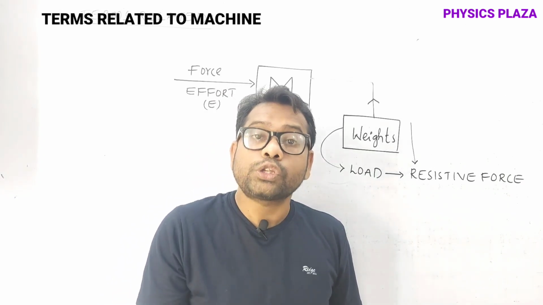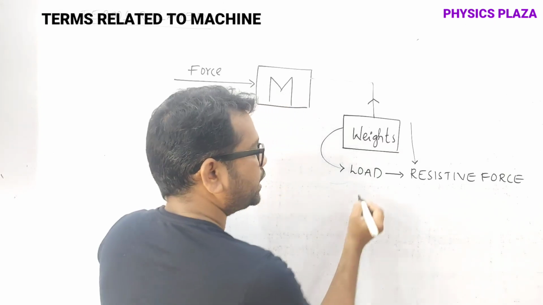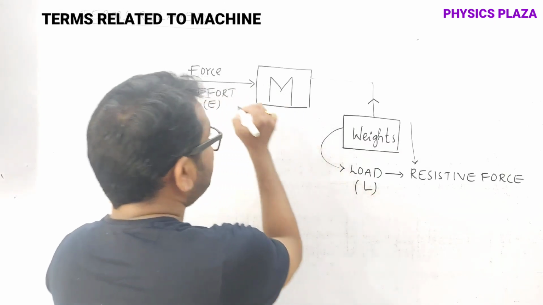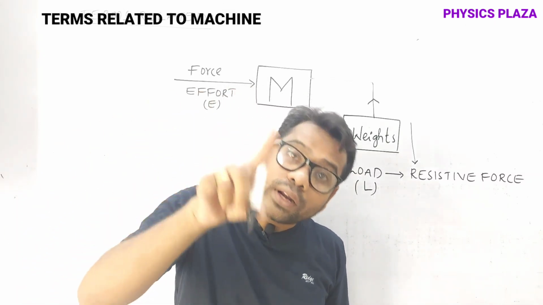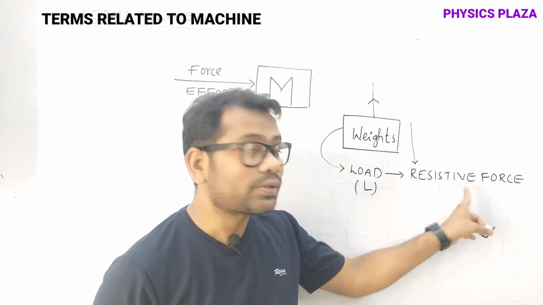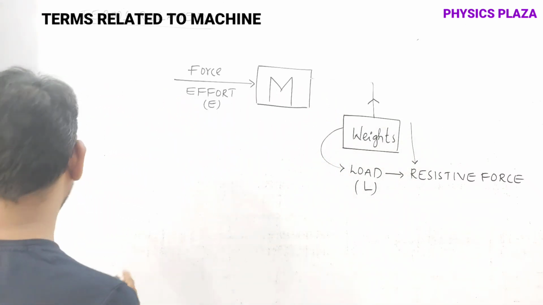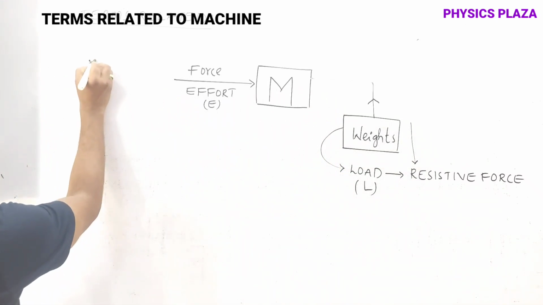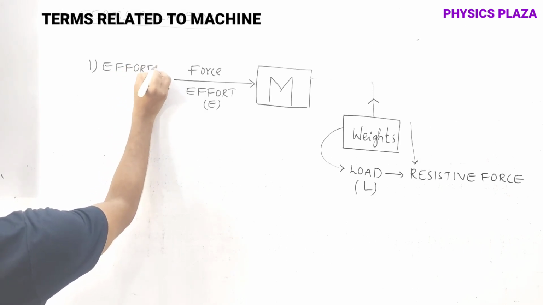The resistive force to be overcome by the machine is called load. So we can use the symbol L. Then what is effort? The force applied on the machine to overcome the resistive force is called effort. So here are two very important terms which we learned. The first one is effort.